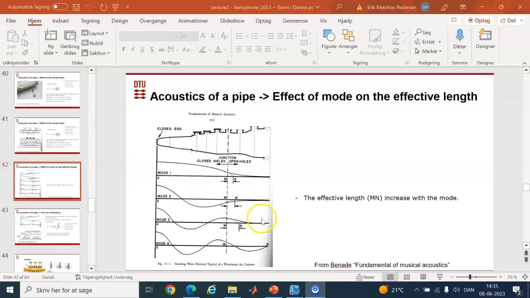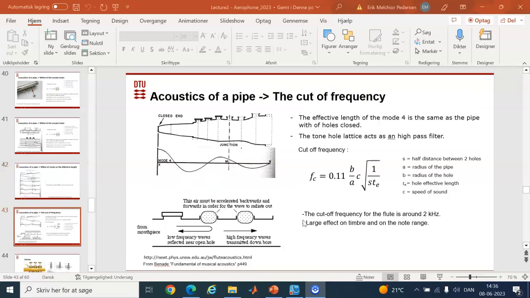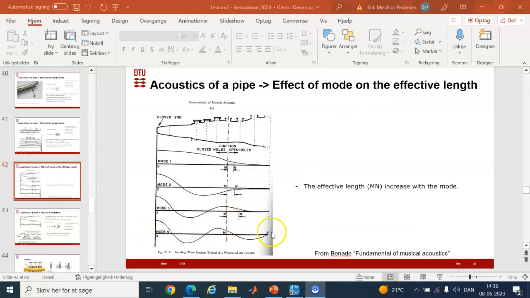I'm just looking at the figure. The effective length of mode 4 is the same as a pipe with all holes closed. Okay, the effect of mode 4 is the same as the holes closed.